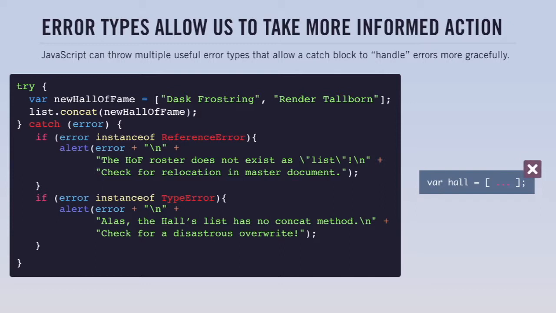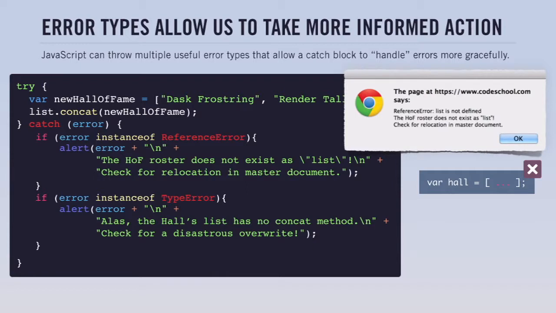Well, when that happens, we go to call list. Not there. We get a reference error and we get our pop-up back that says the Hall of Fame roster does not exist as list. Please check for a relocation in the master document. So that's the first kind, which is cool. We caught that error and we exited gracefully.